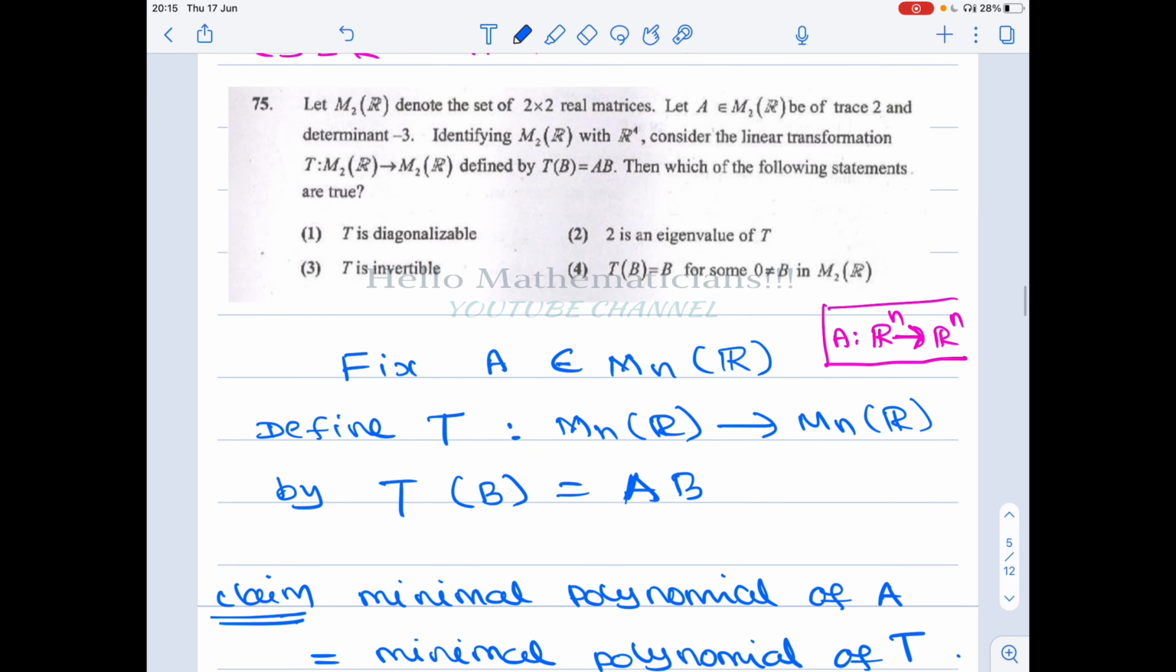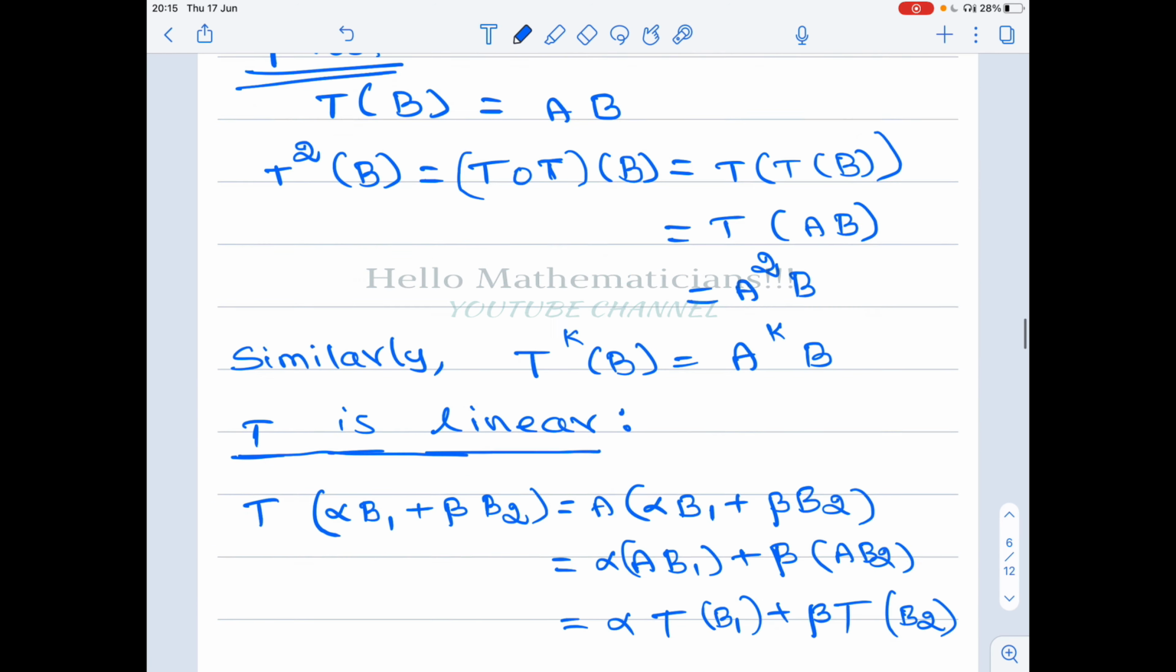So we get T is diagonalizable. First option is correct. Okay, let's go back. Now I'll point out one very important result. The roots of the minimal polynomial and the roots of the characteristic polynomial are exactly the same. Only the multiplicity of each eigenvalue varies.